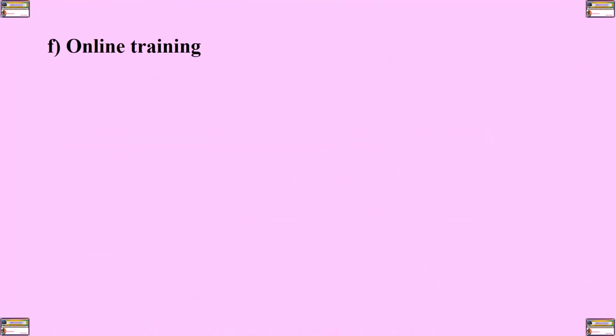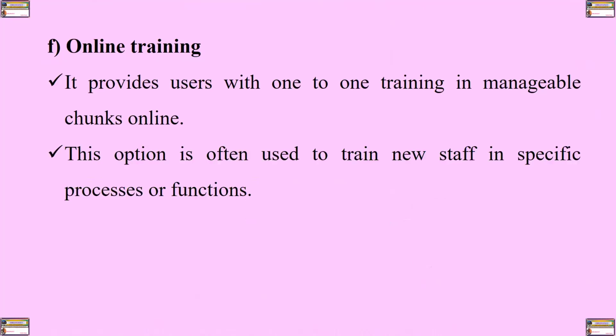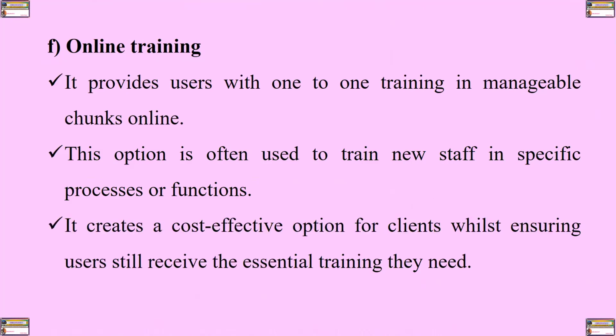So the other one is online training. It provides users with one-to-one training in manageable chunks online. This option is often used to train new staff in specific processes or functions. It creates a cost-effective option for clients whilst ensuring that users still receive the essential training they need.